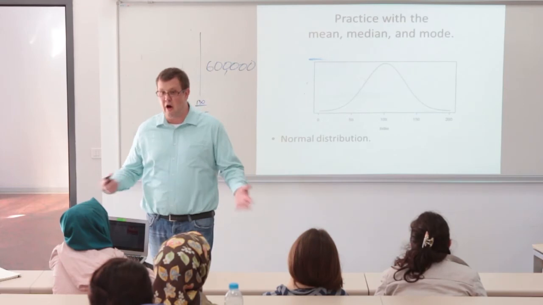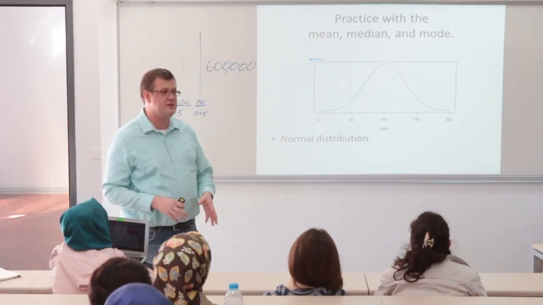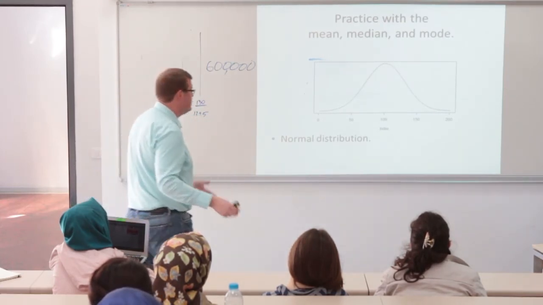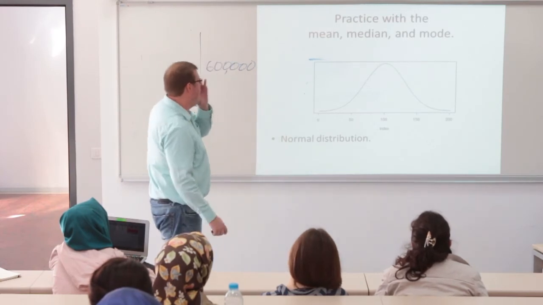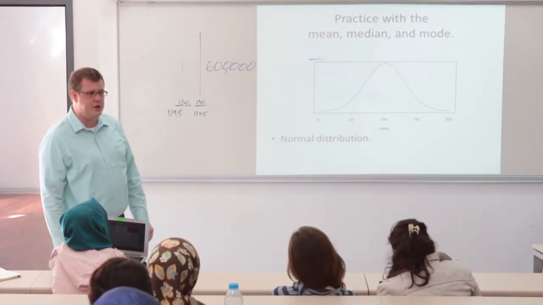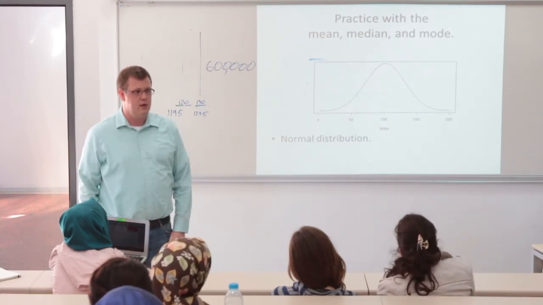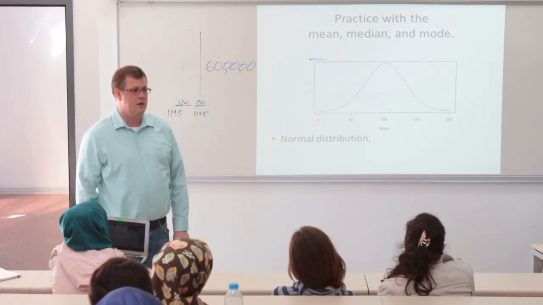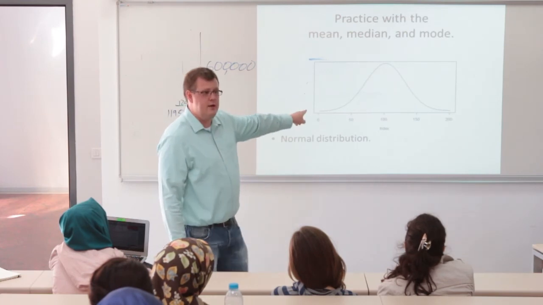It's also known as a Gaussian distribution for those of you who are interested. I won't ask you that on the test, but it is. So this is a normal distribution. Now, let's see if we can figure out where the mean, the median, and the mode should be. Where should the mean be? The mean should be at 100?